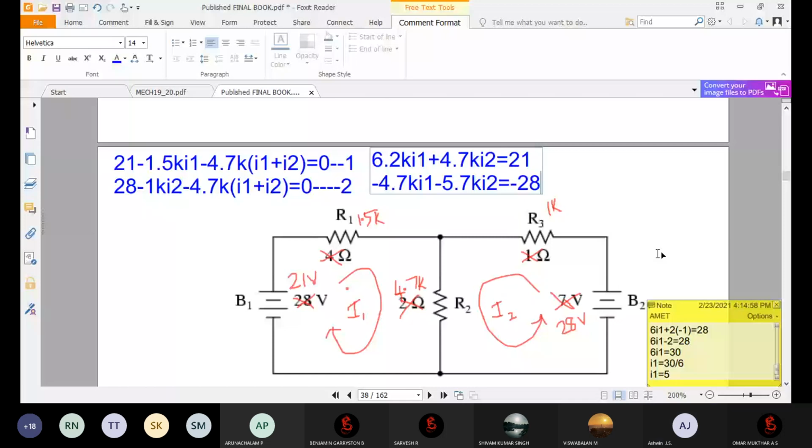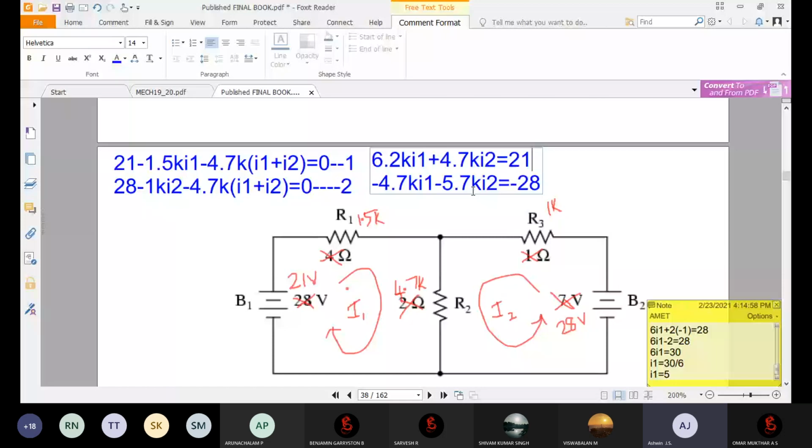Sir, we cannot cancel the minus directly, right? Just substitute into the first equation: multiply the first equation with 4.7 and the second equation with 6.2. Sir, in equation 2 also take a minus common. And in the second equation we have to cancel, right? In the second equation we cannot cancel, the values are not equal, right?